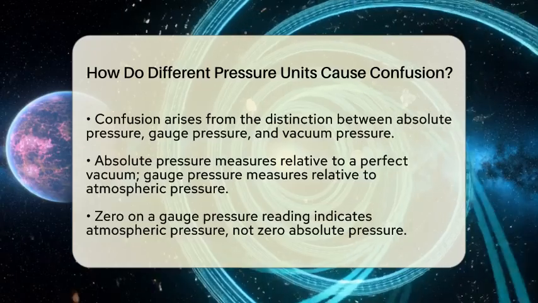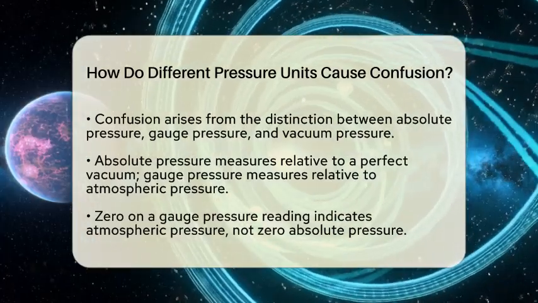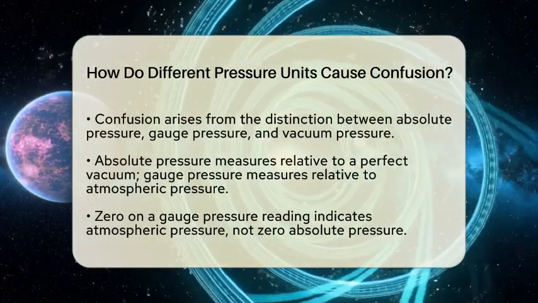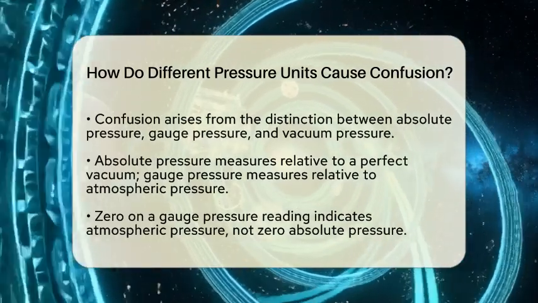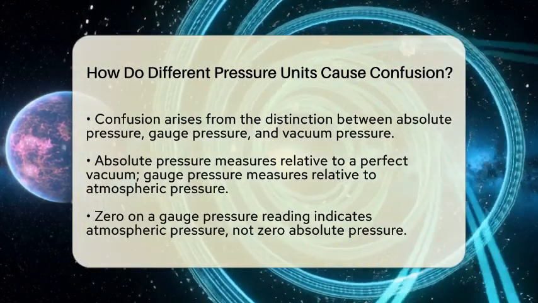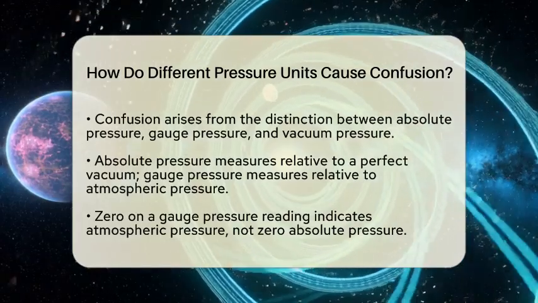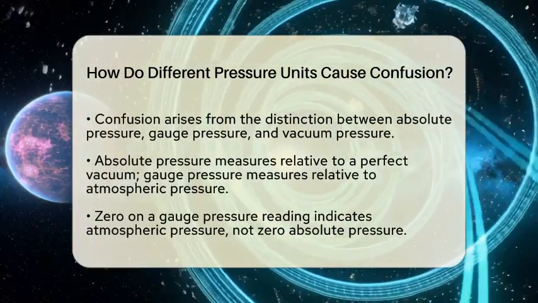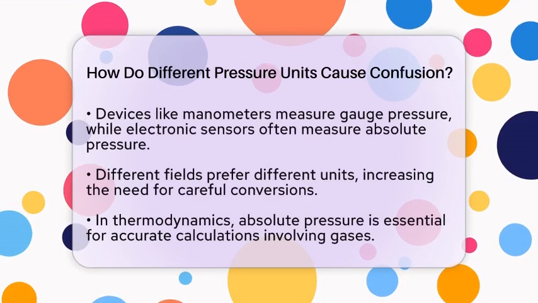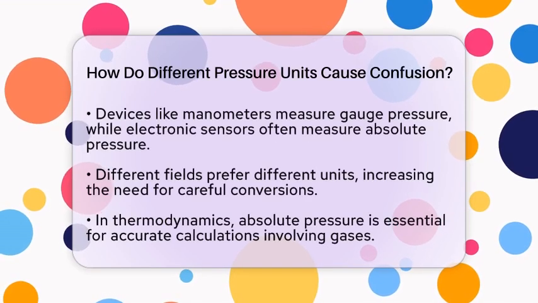Not knowing whether a pressure reading is absolute or gauge can cause big mistakes, especially in thermodynamics calculations where total pressure matters. For example, using gauge pressure instead of absolute pressure in gas law equations can give you incorrect results.